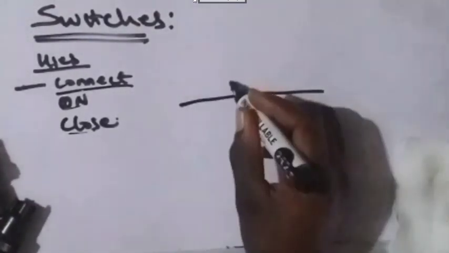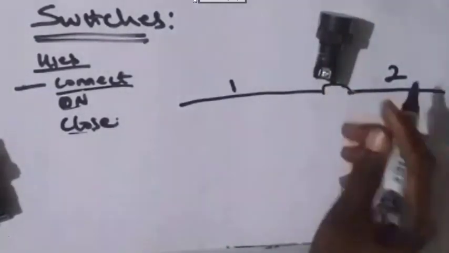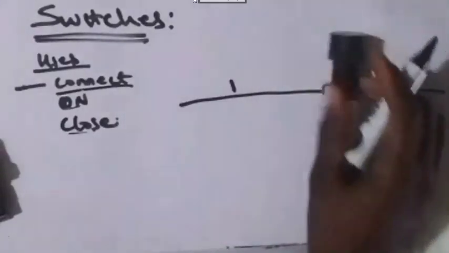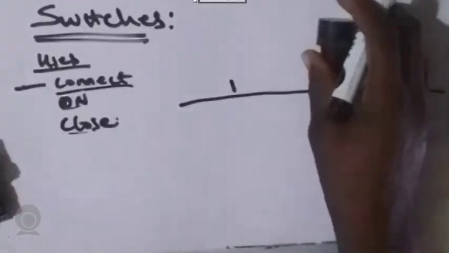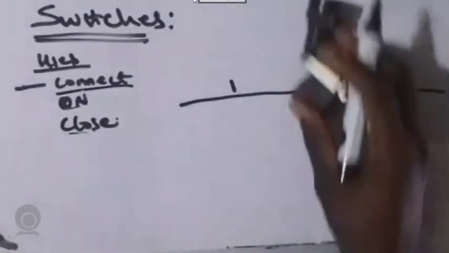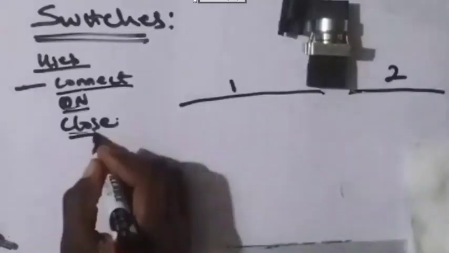For example, these are 2 cables, this is cable 1 and this is cable 2. If you want to connect these 2 cables together, you can use this switch to connect them together. When you press to connect, remove your hand to disconnect. And also use this one to connect them together, or you can say on or close.